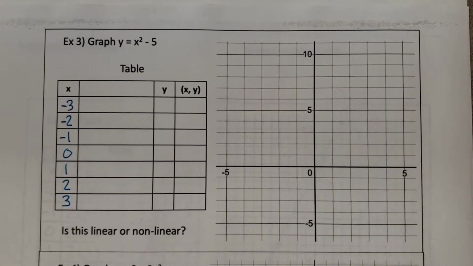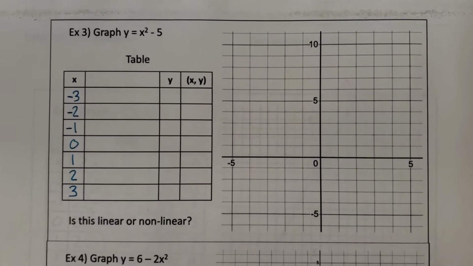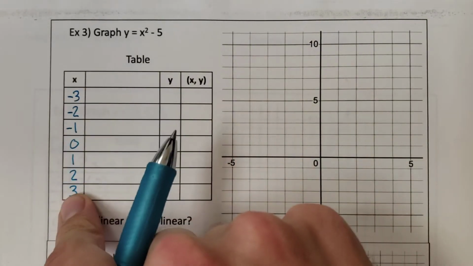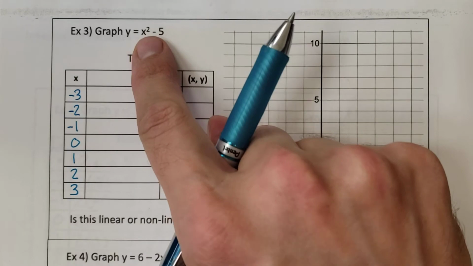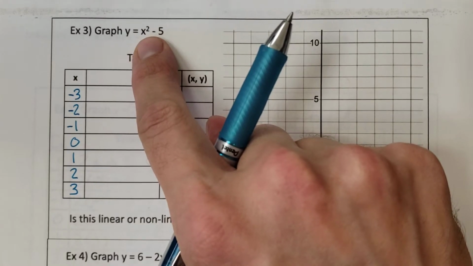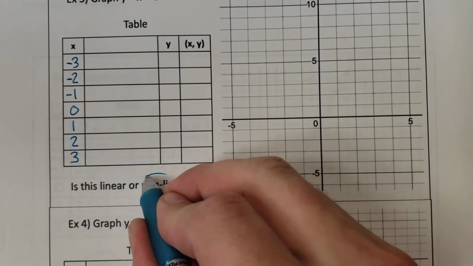We're going to graph y equals x squared minus 5. As you can see, I've already chosen my 7 inputs. When you have these little exponents, they're called quadratic functions. Spoiler, they're going to be nonlinear.